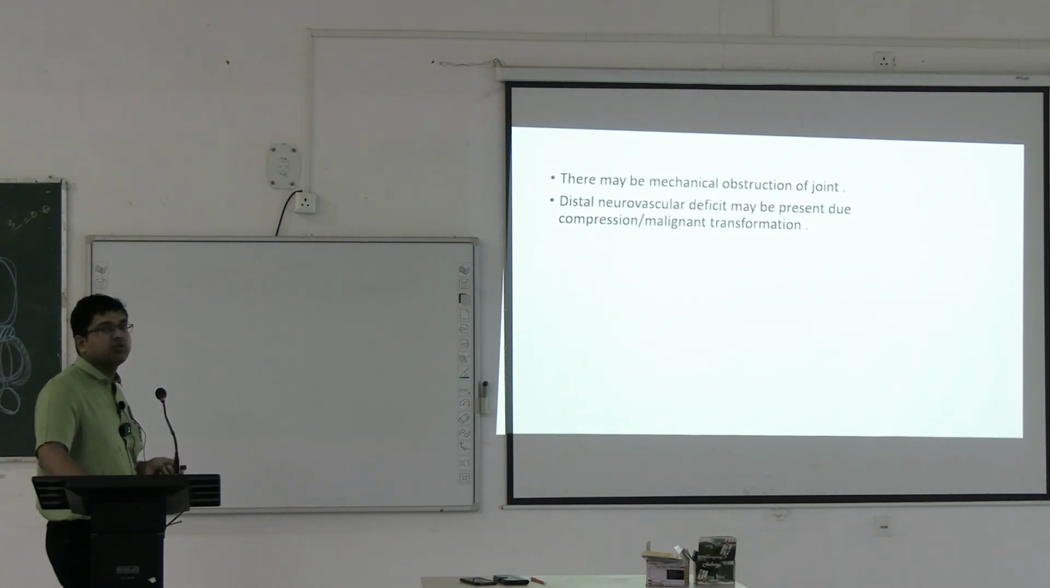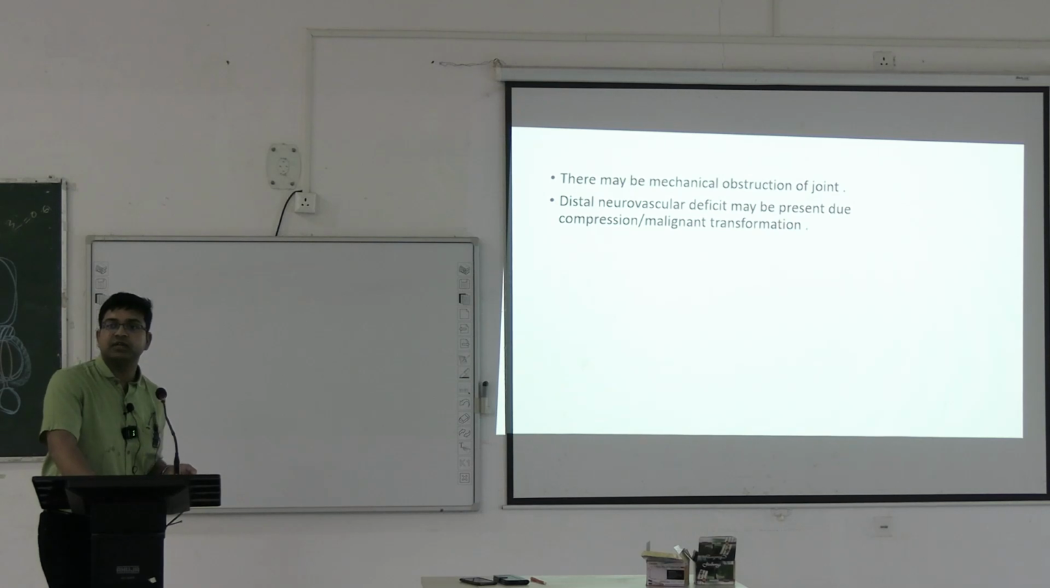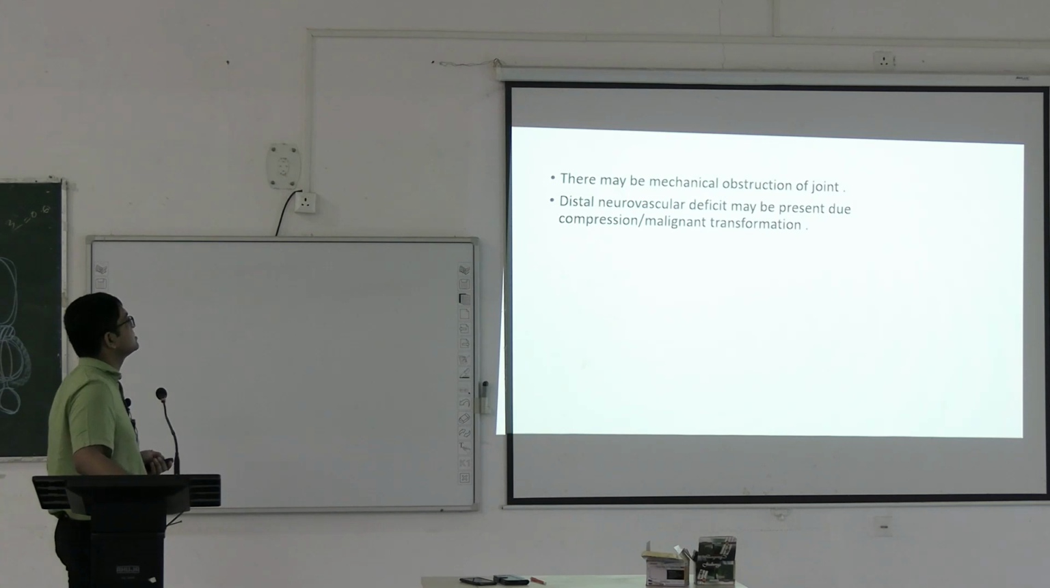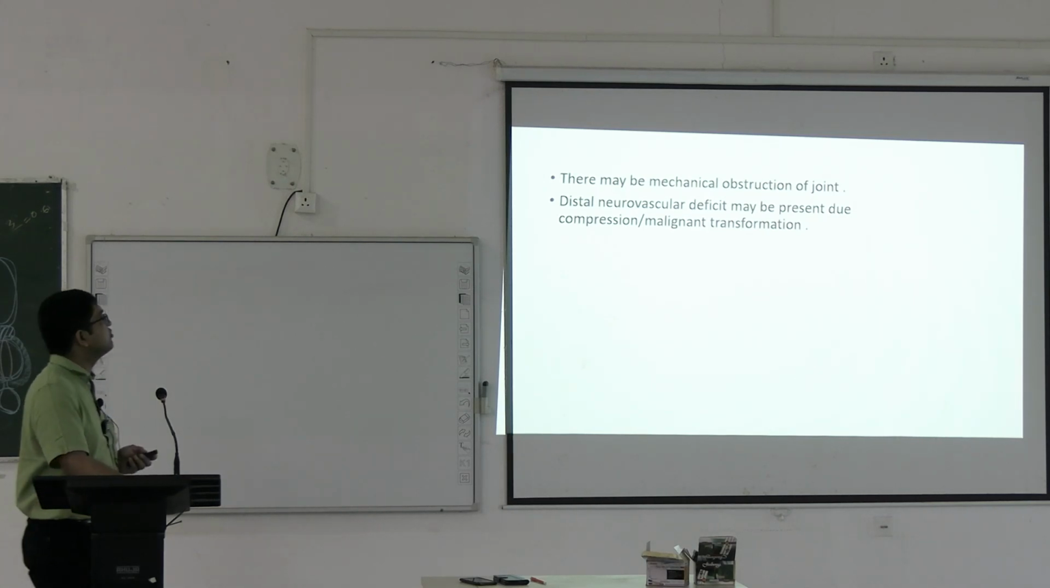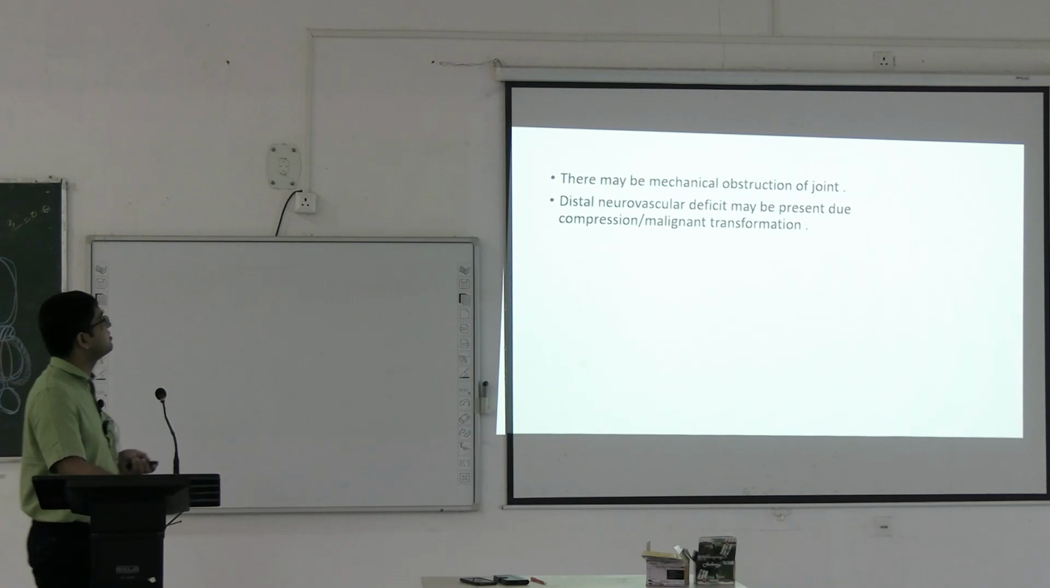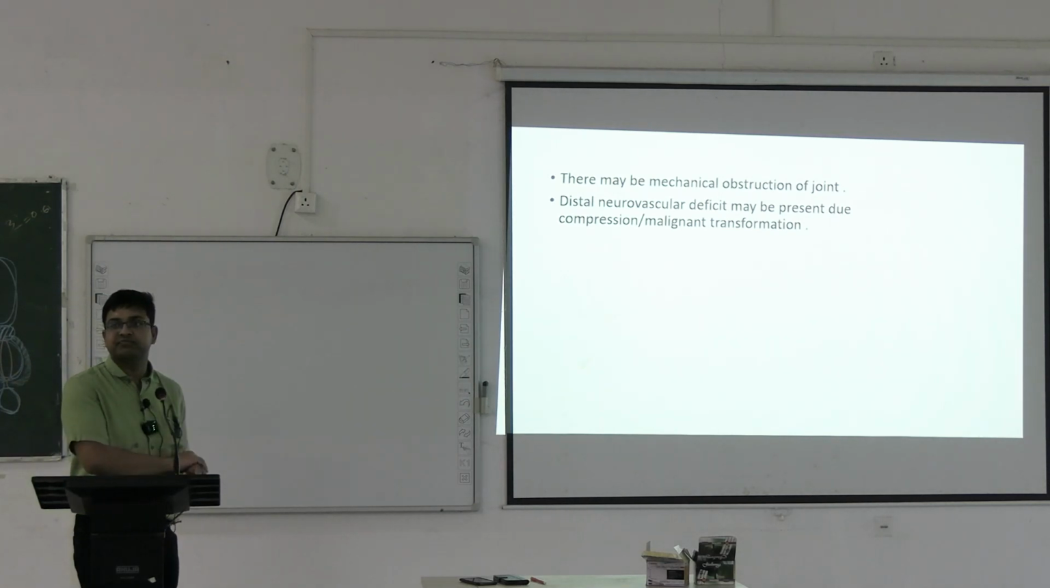There may be mechanical obstruction of the joint, because giant cell tumor common position is knee joint. So giant cell tumor can also lead to mechanical obstruction of the joint. Distal neurovascular deficit may be present due to compression or malignant transformation.